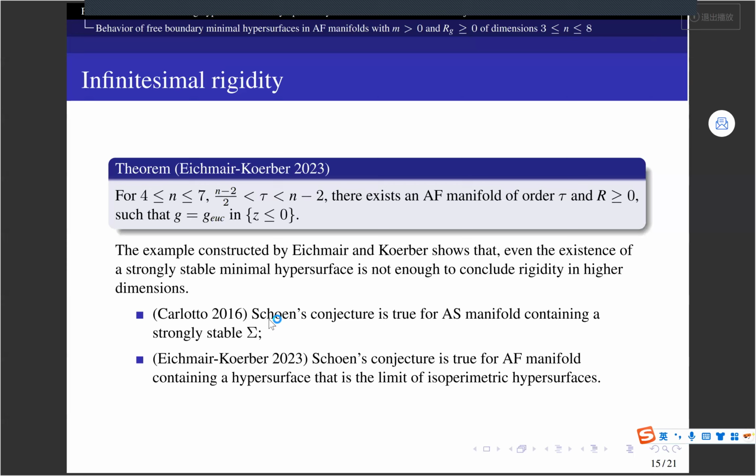And there are several results. Carlotto has shown that Schoen's conjecture is true for an asymptotically Schwarzschild manifold that contains a strongly stable Σ, and Edelen–Kober have proved Schoen's conjecture for an AF manifold that contains a hypersurface which is the limit of isoperimetric hypersurfaces. So the theorem by Edelen and Kober illustrates some global assumption of the hypersurface. It's the limit of a sequence of isoperimetric hypersurfaces.